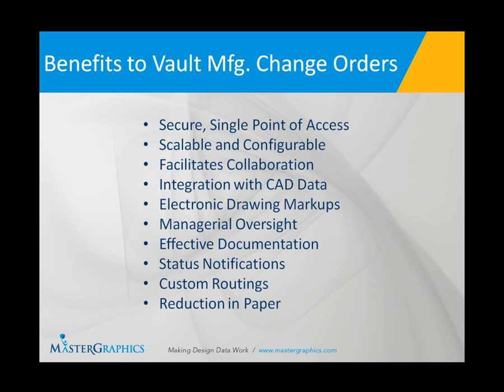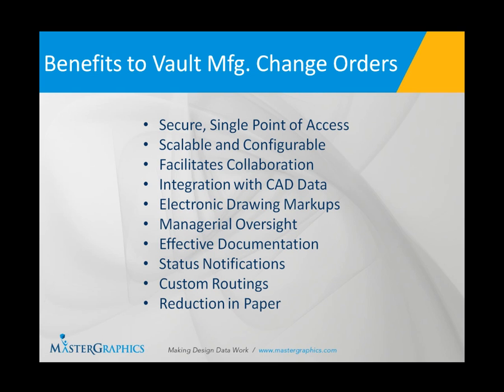Also, Vault Manufacturing is scalable. So depending upon how small or how large your organization is, you're going to be able to scale the types of features and the configuration of the product to your needs. It also facilitates collaboration. So we can capture the types of communications that are going on during the change order process, and there's a historical reference of that information.